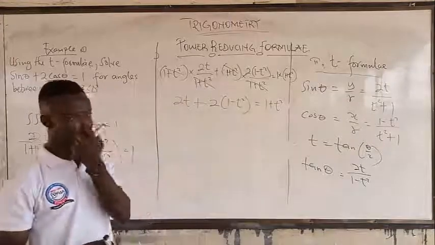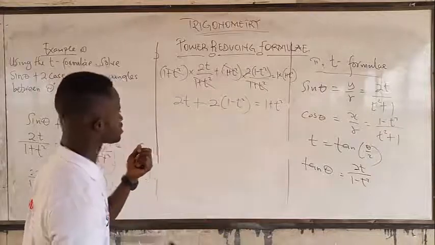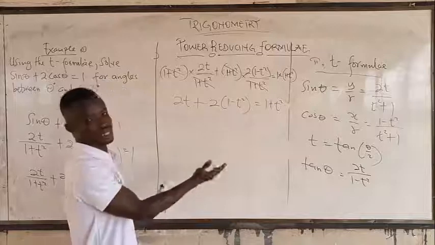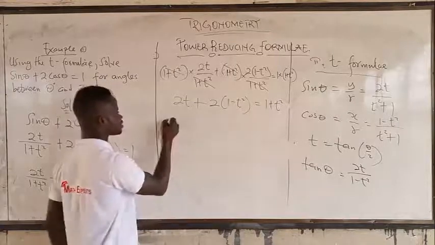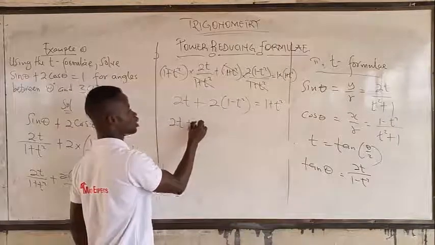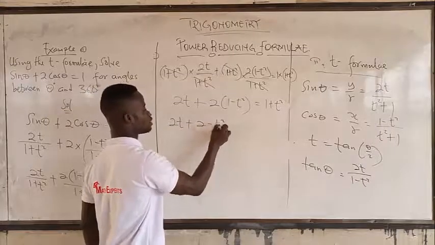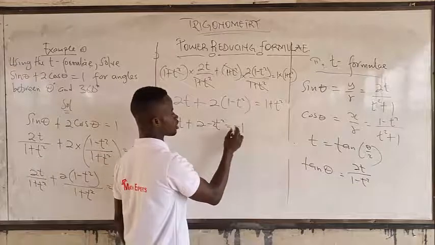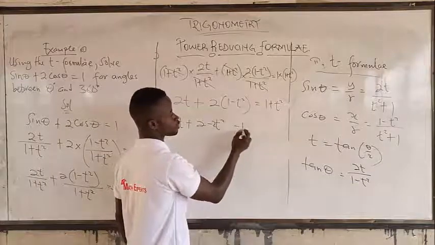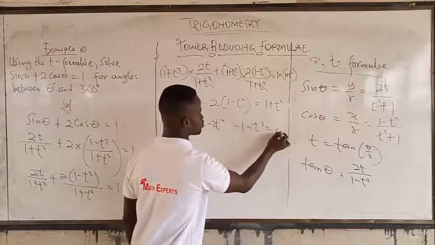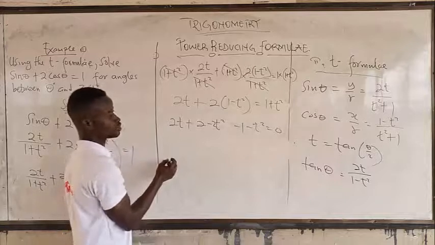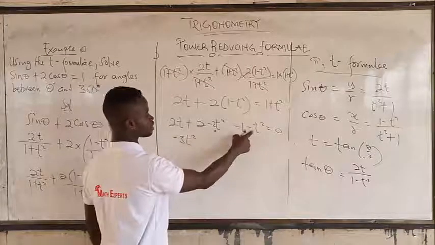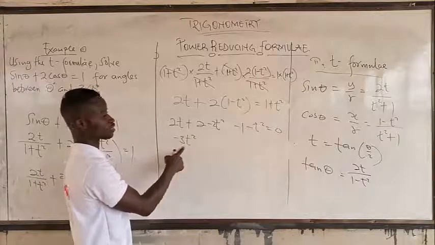Very good. So having this, then we can send this to this side. Alright, let's send everything to this side. So 2t plus 2 minus 2t squared minus 1 minus t squared equal to 0. So this is going to give you negative 3t squared, this, negative 3t squared.